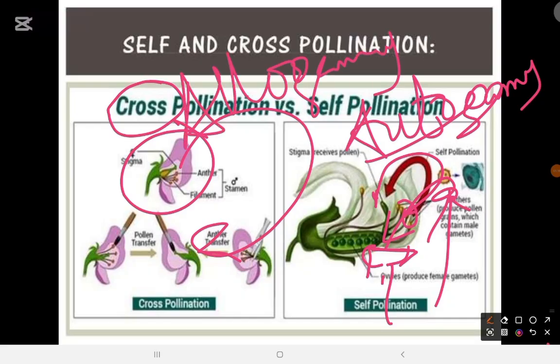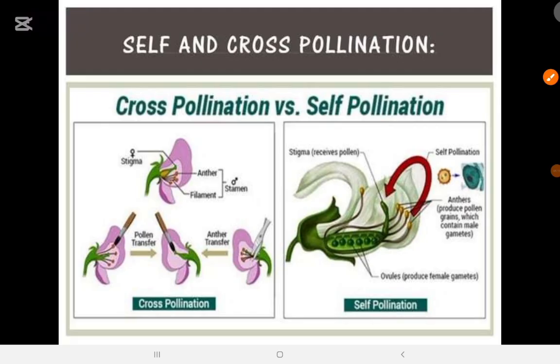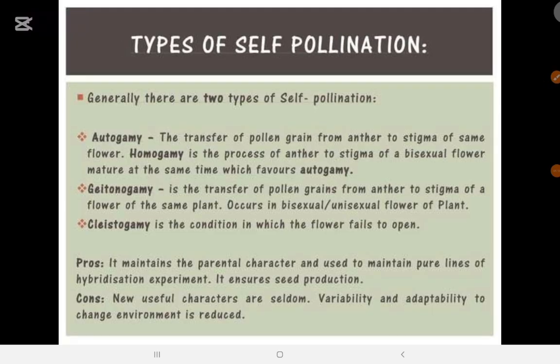Allogamy. Okay, so that is that. Now we have the types of pollination. They are autogamy and allogamy. Self-pollination is also called autogamy.